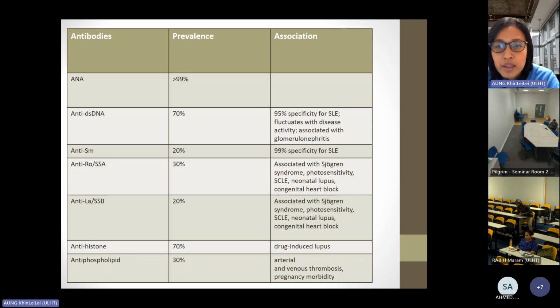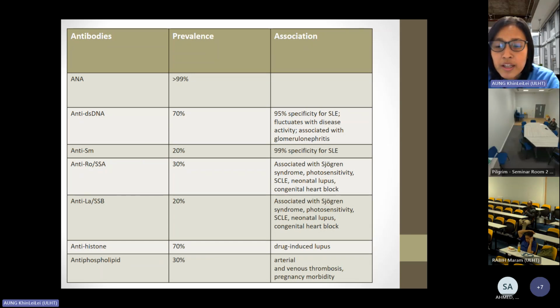Anti-Ro antibody, the prevalence is low. It is also seen in patients with Sjogren's syndrome. But sometimes you can see Ro antibody positivity in SLE patients, photosensitivity, subcutaneous lupus, neonatal lupus, and when a pregnant SLE patient has Ro antibody positive, the newborn can present with congenital heart block. Usually, these are very common in the MRCP 1 and 2 exams.